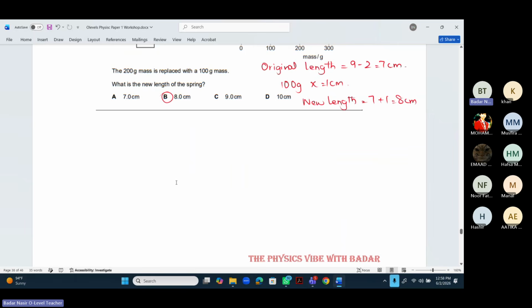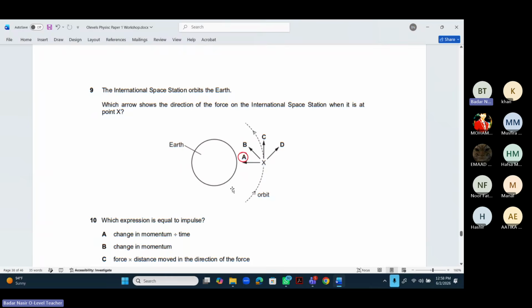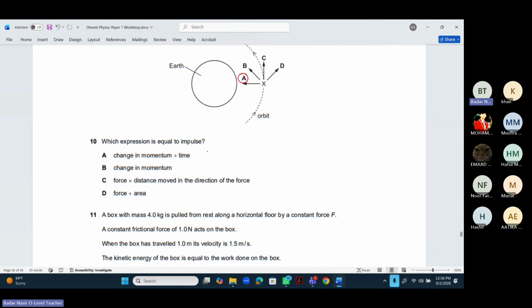Now, for question number 9, the international space station orbits the Earth. Which arrow shows the direction of the force on the international space station when it is at point X? ठीक है. So, it shows the direction of the force. So, force, gravitational force है, which is acting towards the center, or the centripetal force which is acting towards the center. Which expression is equal to the impulse?